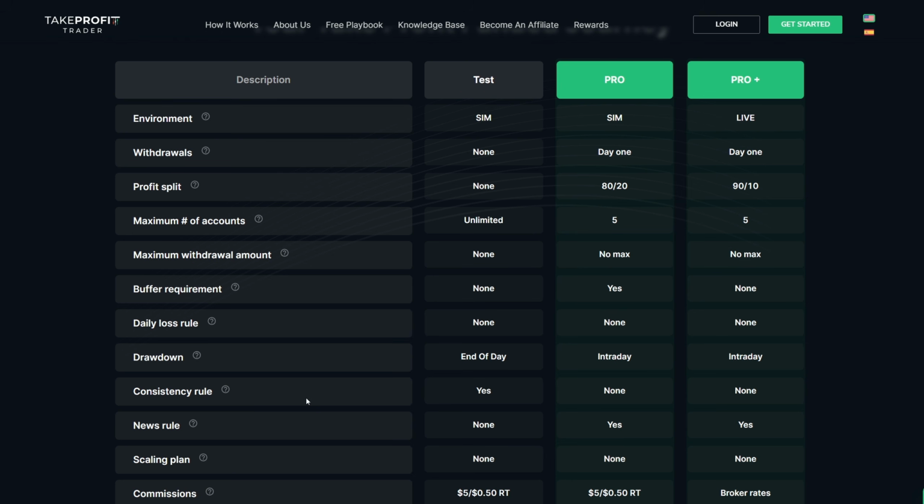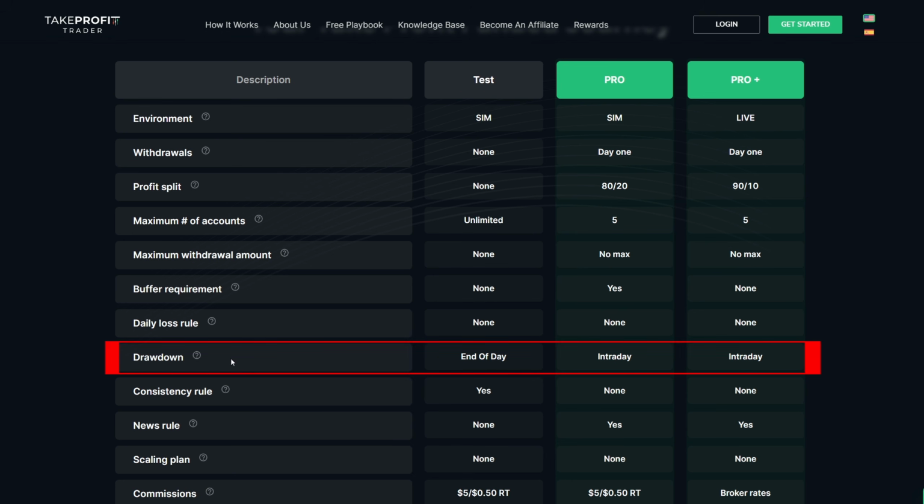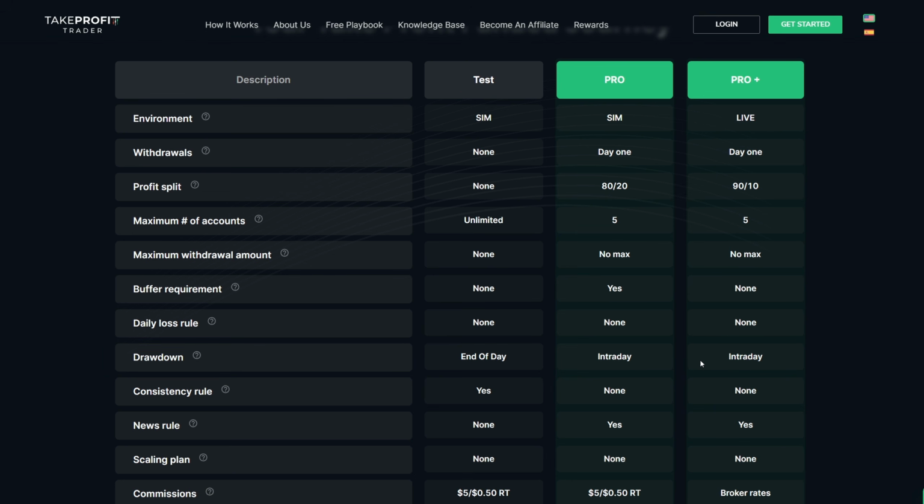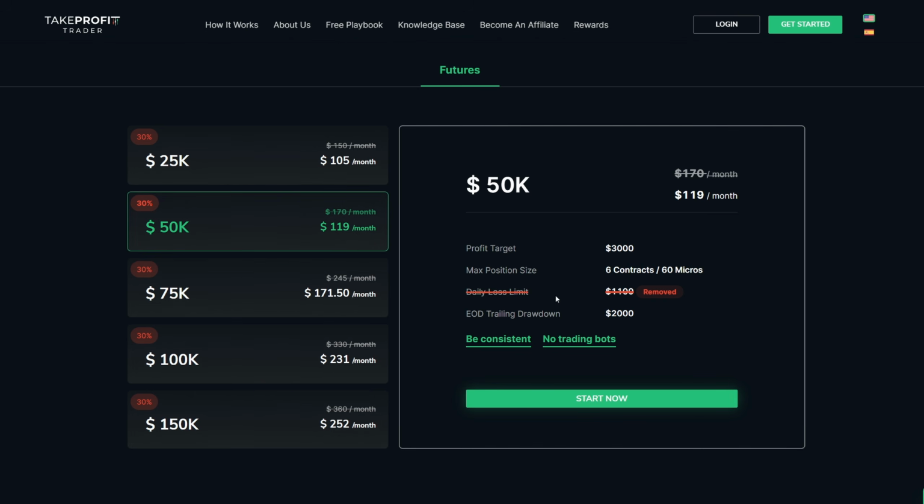There's another rule that trips traders up quite a bit. In the test account, we have what's called the end of the day trailing drawdown. Then once we go to the Pro or Pro Plus account, we have an intraday trailing drawdown. Now, we all know with end of the day drawdown, your drawdown only moves up at the end of the closing session. So for instance, if you're trading the 50K account, you're up $1,000 on the day, then you actually have $3,000 for the rest of the day before your account would blow, since the drawdown only moves up at the end of the day.